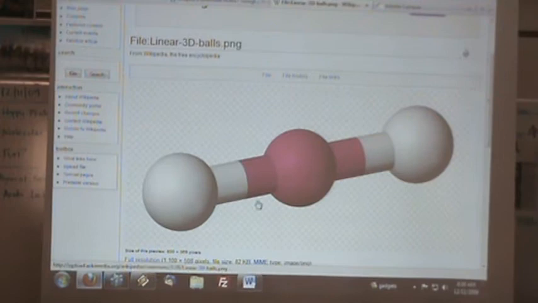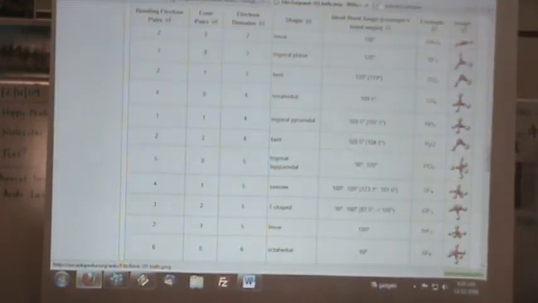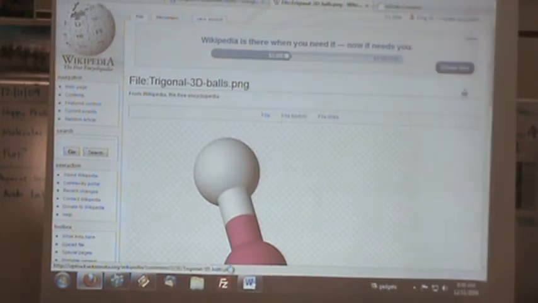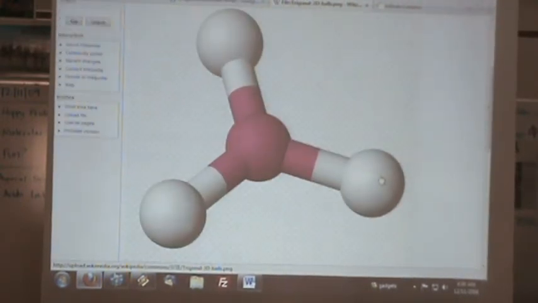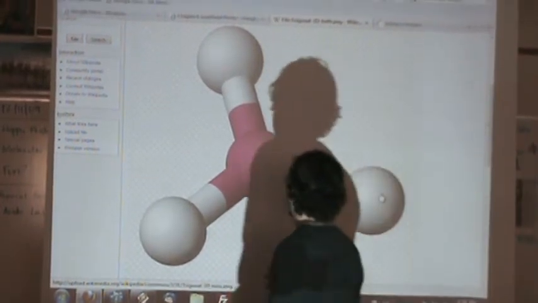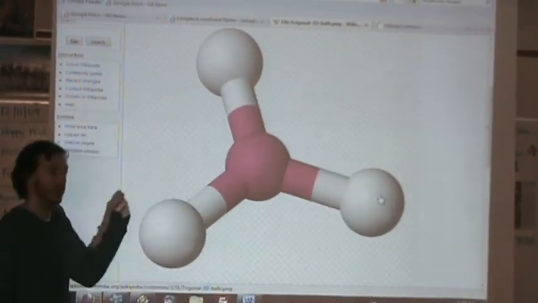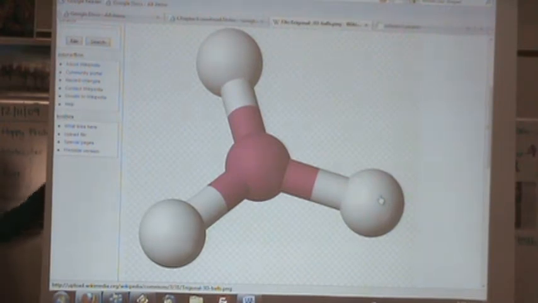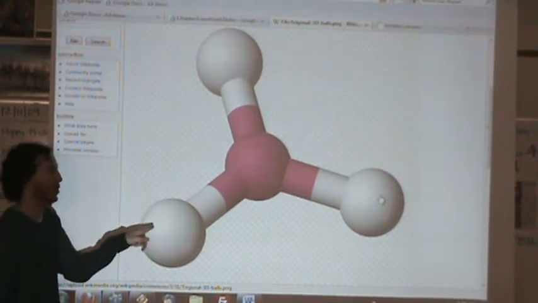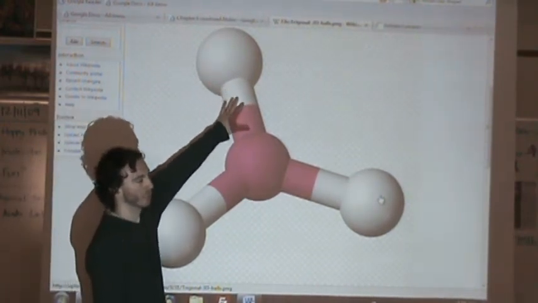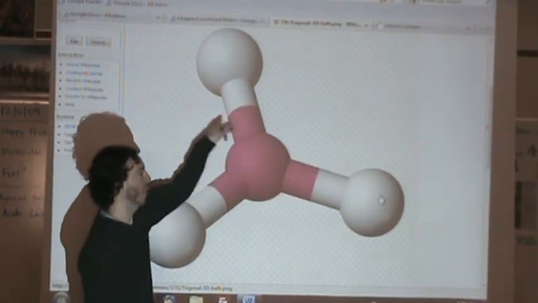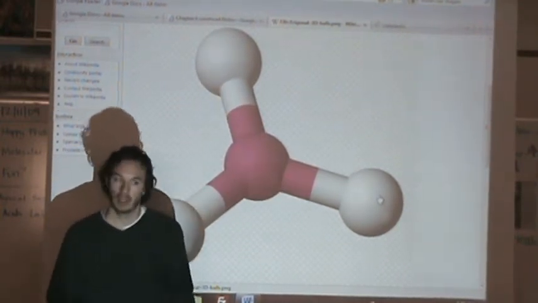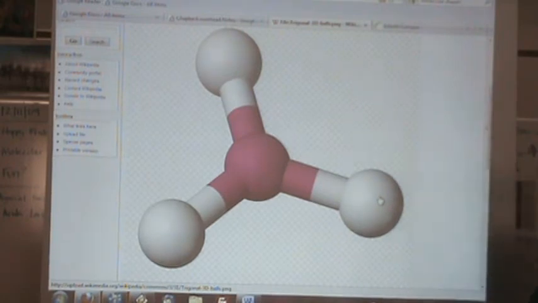Next. For trigonal planar, all 3 are on the same plane, which is hard to tell here, but you'll tell on Monday. Maybe the one that we just looked at was carbonate, so CO3 with a -2 charge. One of these is a double bond, which again you'll tell later. But all 4 things are on the same plane. That's called trigonal planar.